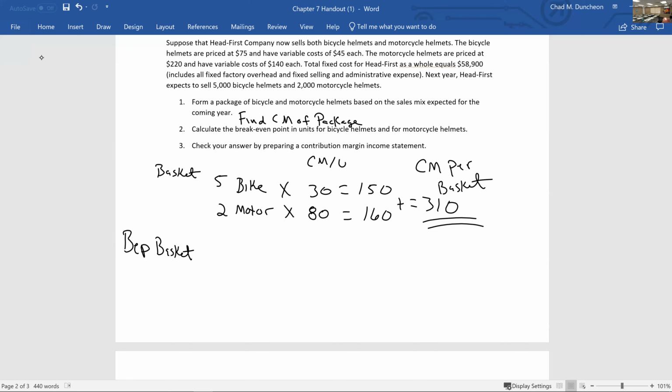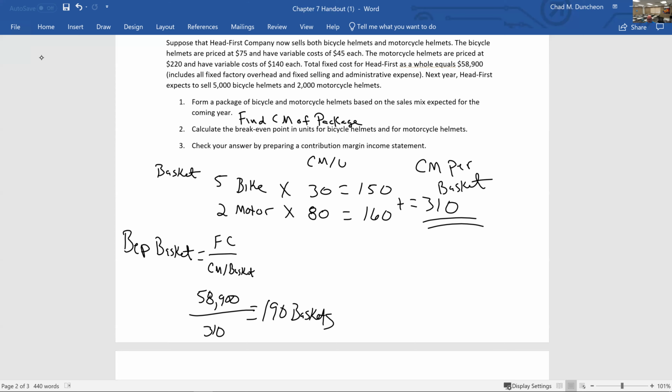Okay, we take our fixed cost and we're going to divide it by the contribution margin per basket. So our fixed costs were, now it gives us to them at 58,900. We're going to divide that by this 310. That gives us 190 baskets.